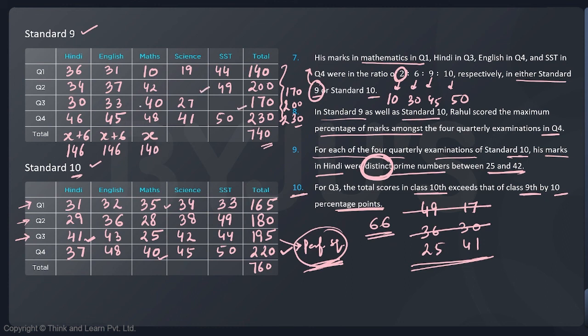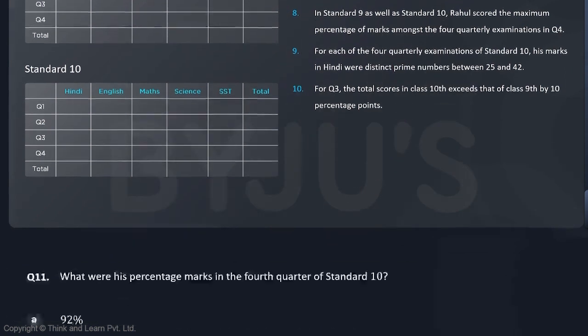30 plus 33, 63 plus 40 is 103 plus 27, 130. Subtract, you get 40 here. 34 plus 37 is 71. 71 plus 42 is 113. 113 plus 49, 162. Subtract it, you will get 38. Just check them. There might be some mistake at some place, but we have got the complete tables now. Now we just have to answer the questions on the basis of these tables. Let's move ahead to the questions.